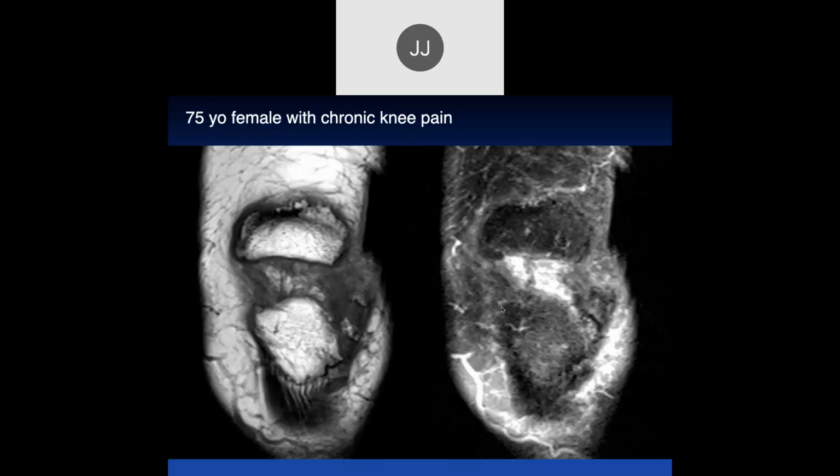75-year-old female with chronic knee pain. It looks like there's increased edema within the proximal quadriceps. Proximal what? Is it the quadriceps? Well, the quadriceps would be up here. We're not really seeing the quadriceps. This is the patella. This is the patella. Oh, okay.